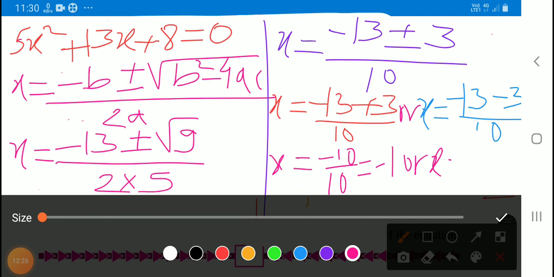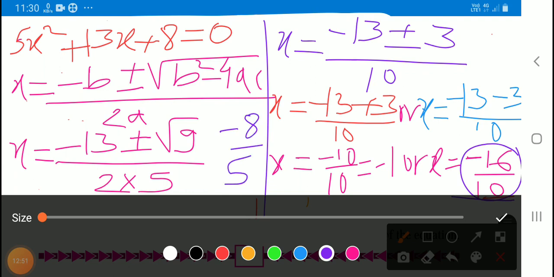x is equal to negative 13 minus 3 means value is negative 16 upon 10. If we bring this in a reduced form, negative 16 upon 10, then the value it will become negative 8 upon 5. Then these are the solutions of the given quadratic equation.